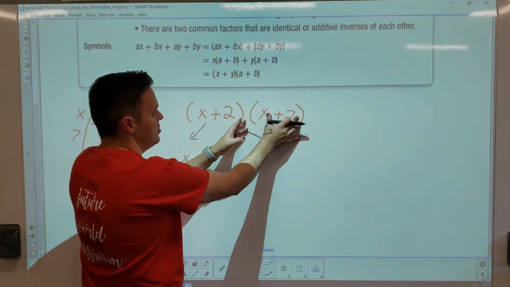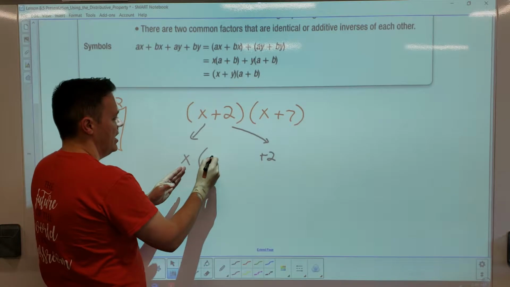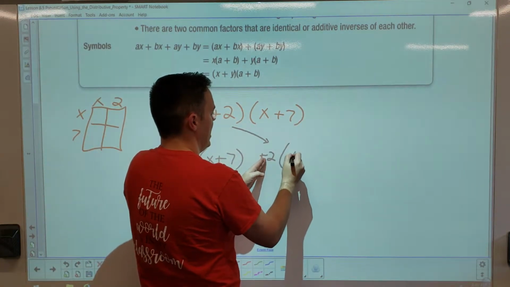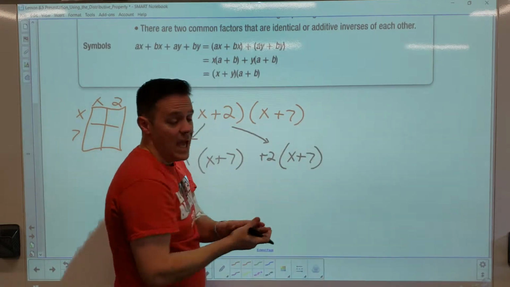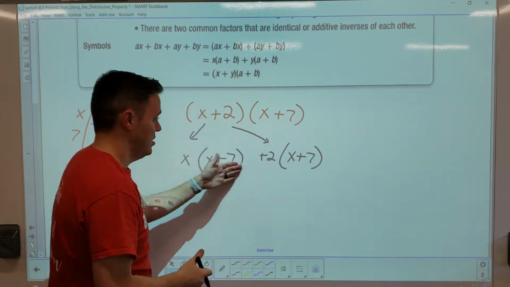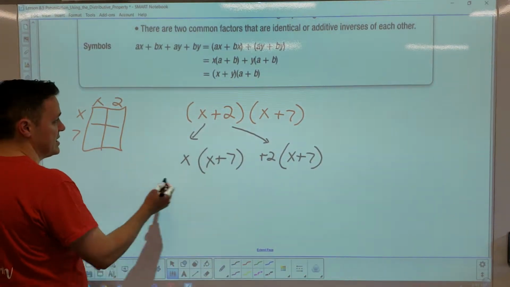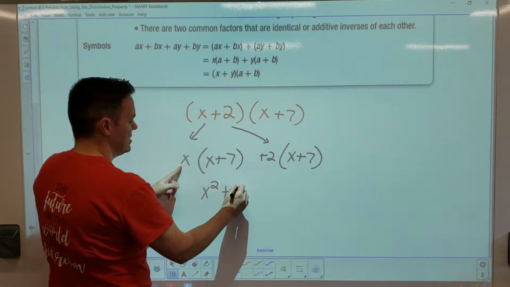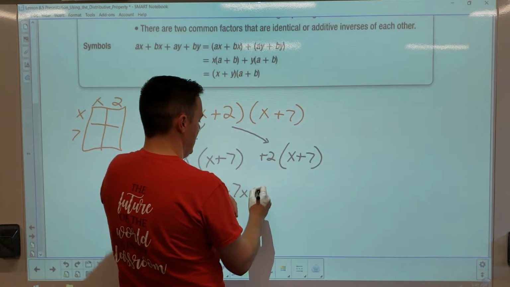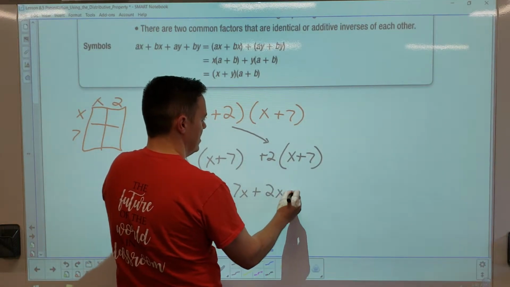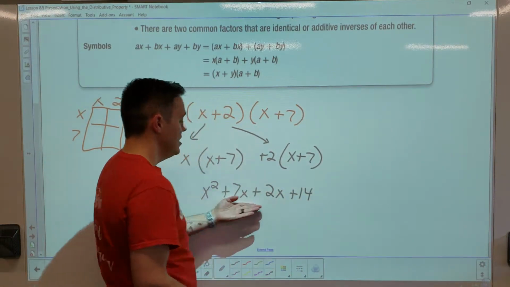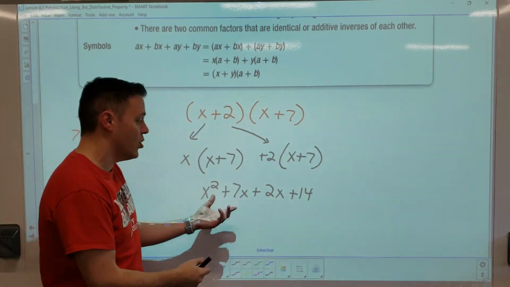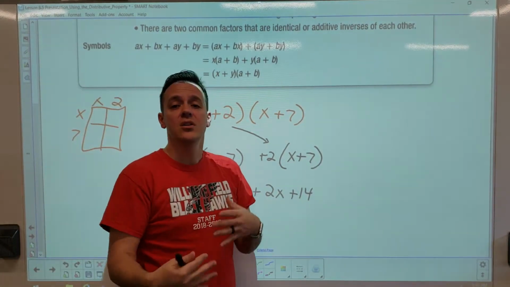Some of you did this. And then you would take this last term, x plus 7, and then x plus 7 again. And then what you would do is distribute. So in this example, it would be x squared plus 7x, and then plus 2x plus 14. Some of you, this is how you went and how you answered the question, and then of course you would combine the like terms and solve from there.